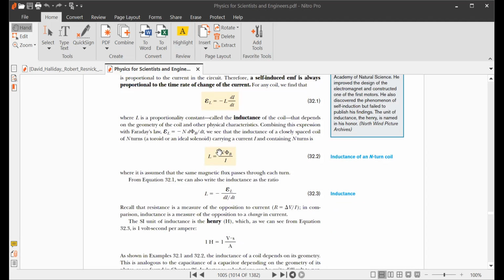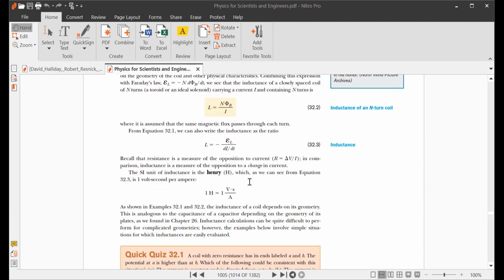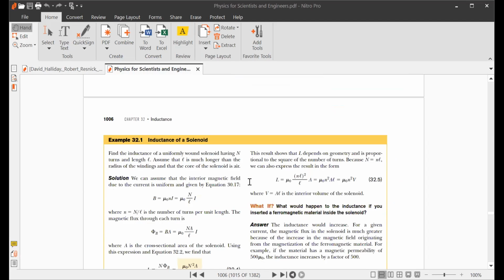This L here, inductance, the SI unit is called Henry. 1 Henry equals 1 volt times second over ampere. So let us see why this L depends only on the geometry of this solenoid.